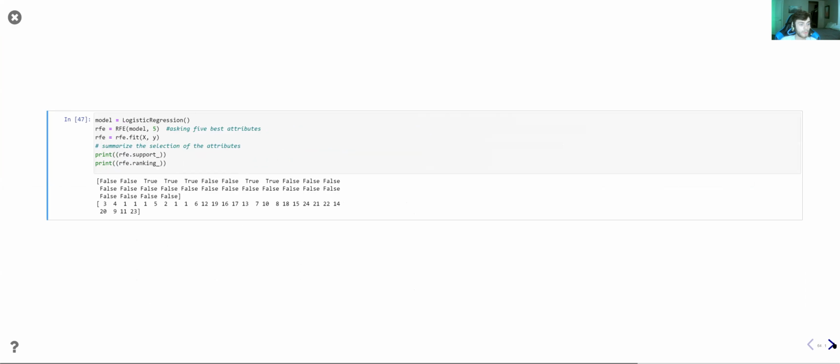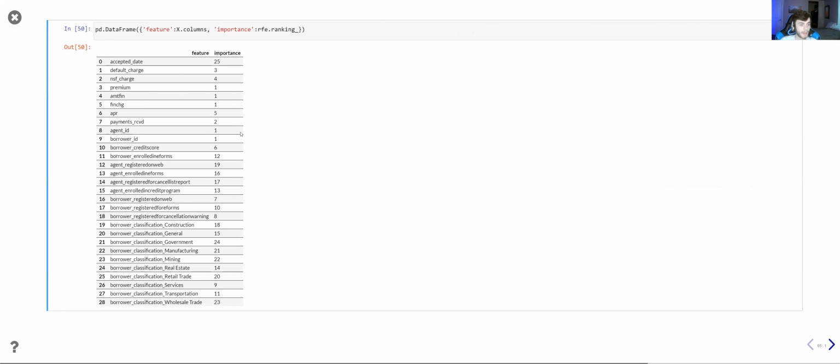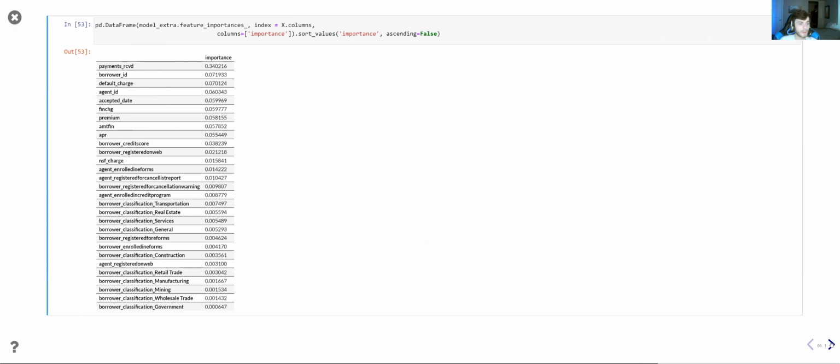And we can do logistic regression, taking the 5 best attributes to say what those are. And we have them right here. We have premium, amount financed, finance charge, agent ID, and borrower ID as the 5 most important. And then when we run an importance on this, we have payments received being 34%, then borrower ID and default charges.